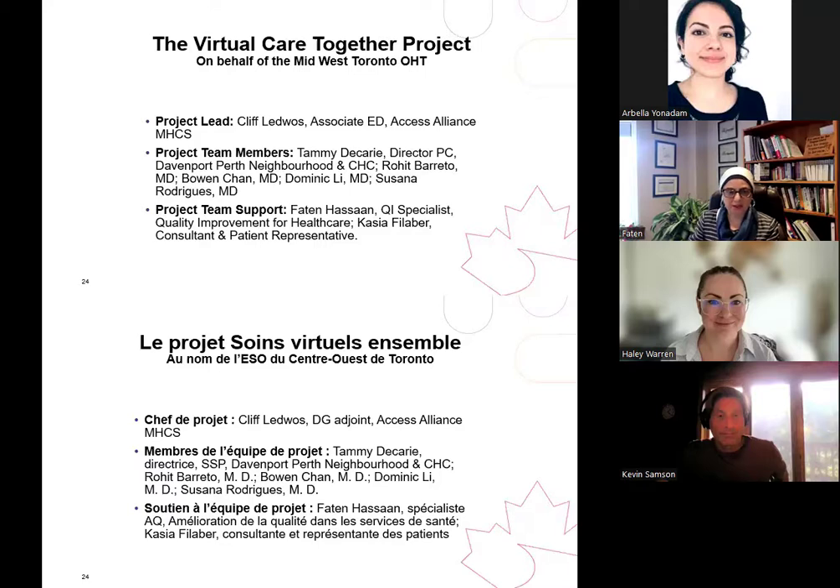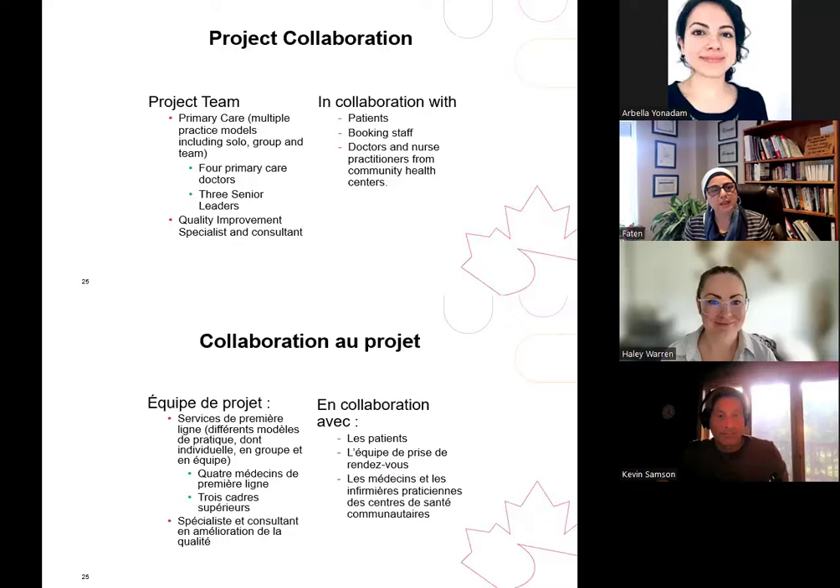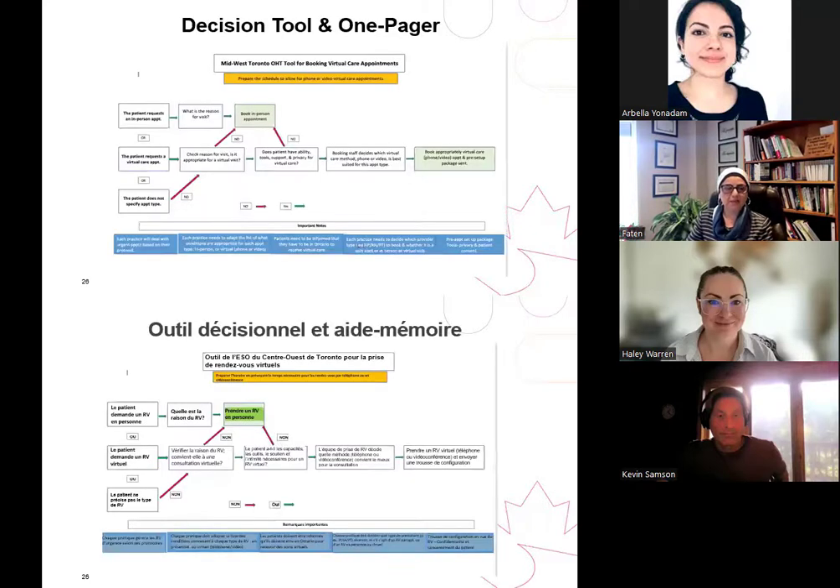So that's just the core team here. The next slide. Just wanted to let you know that our core team was made up of primary care providers from the different primary care models, a quality improvement advisor, and we collaborated with patients, booking staff, doctors, and nurse practitioners from family healthcare organizations.